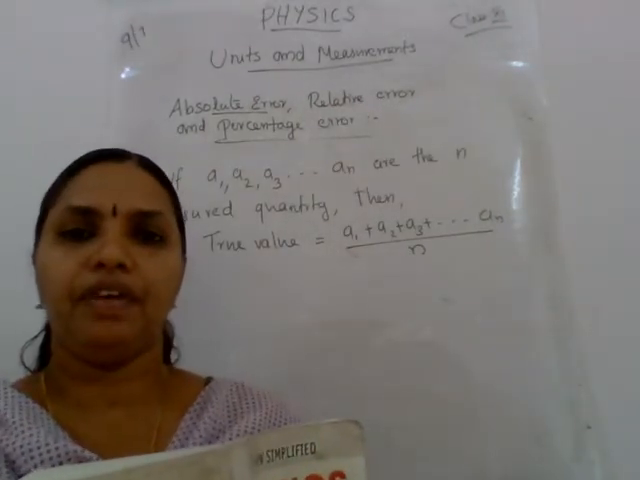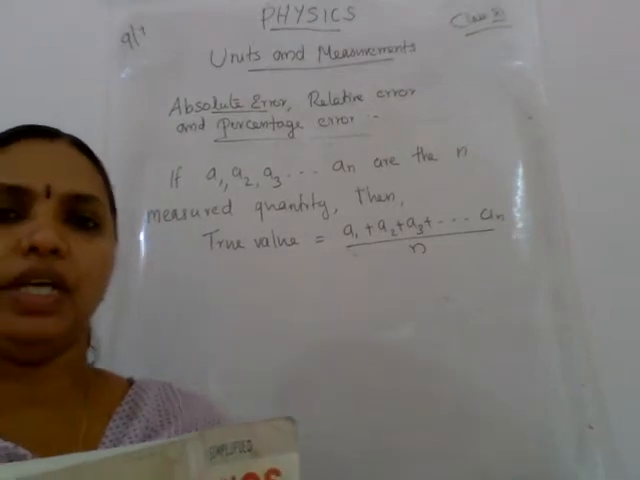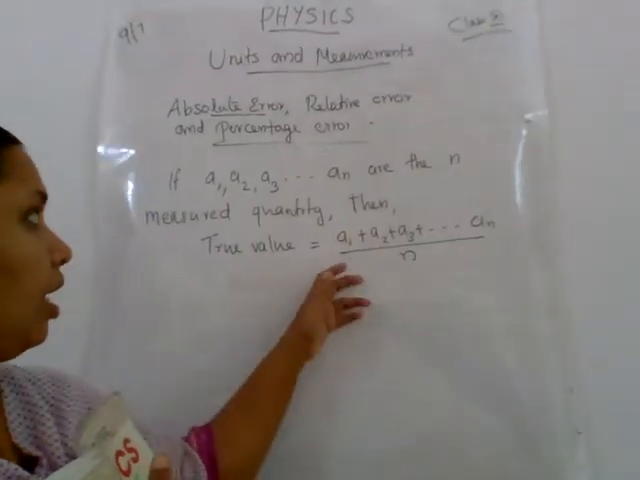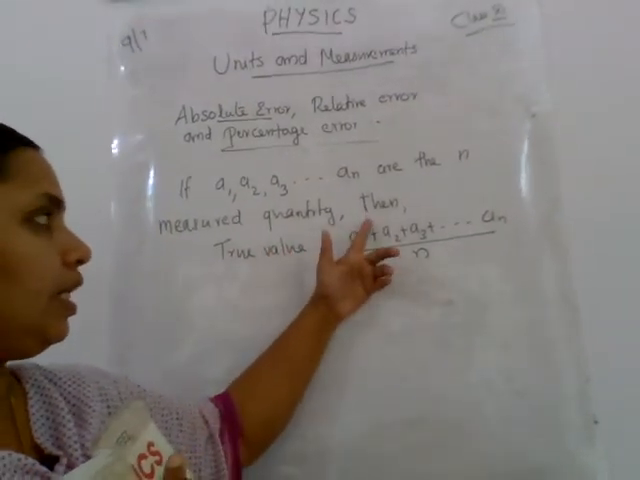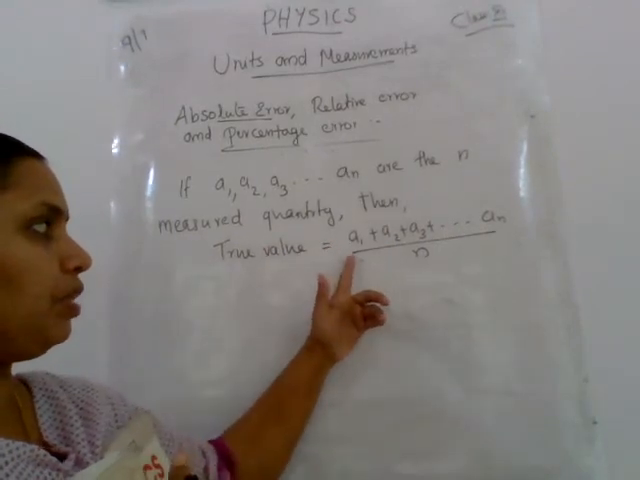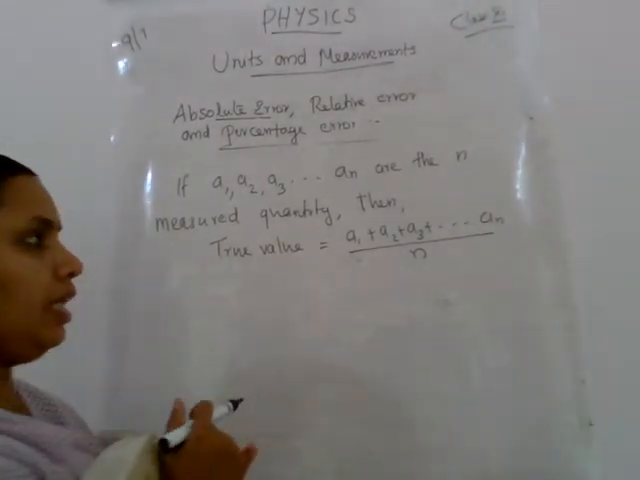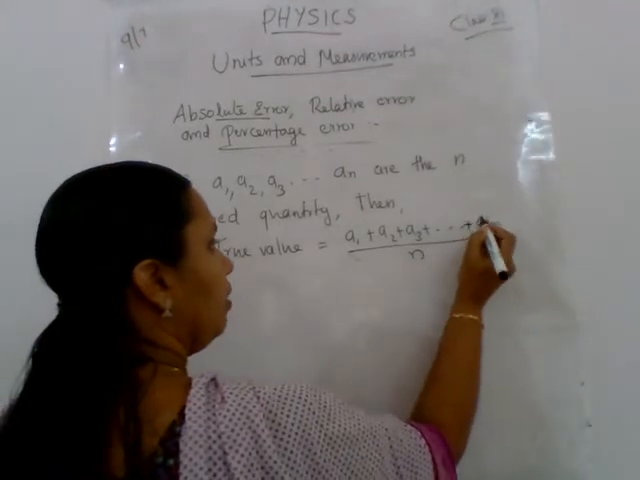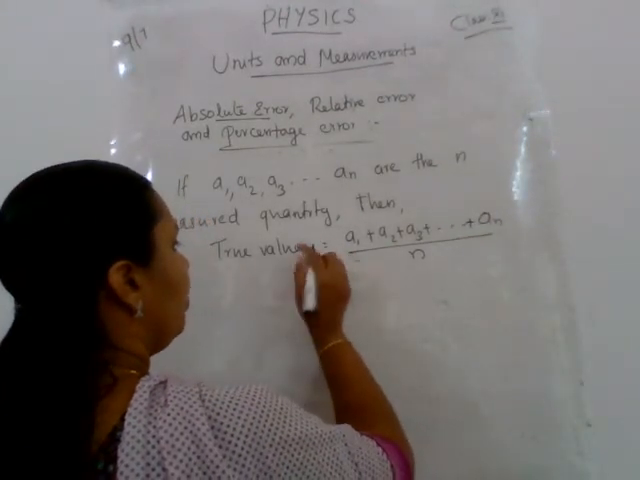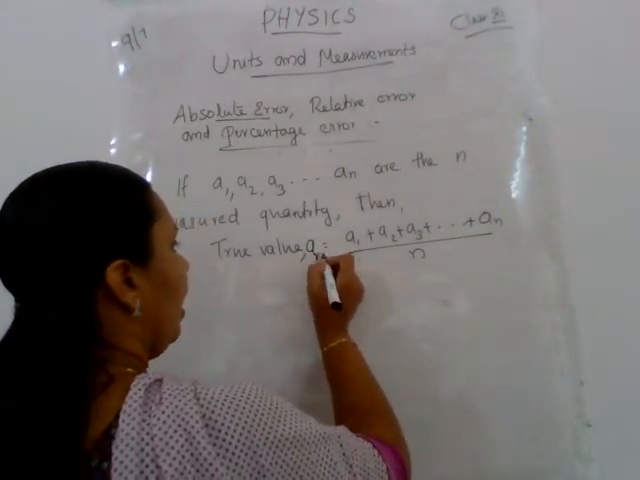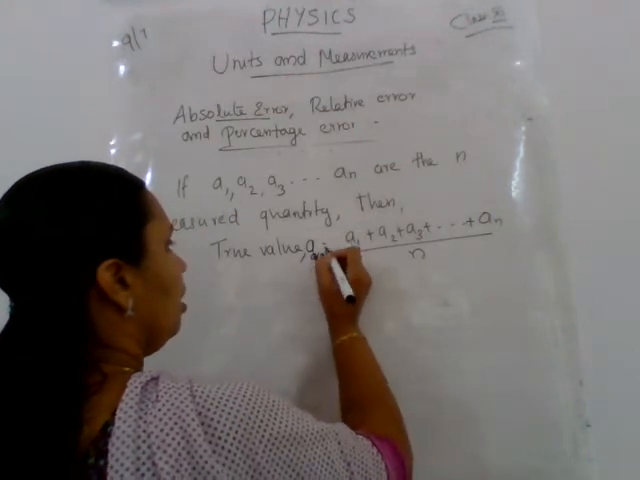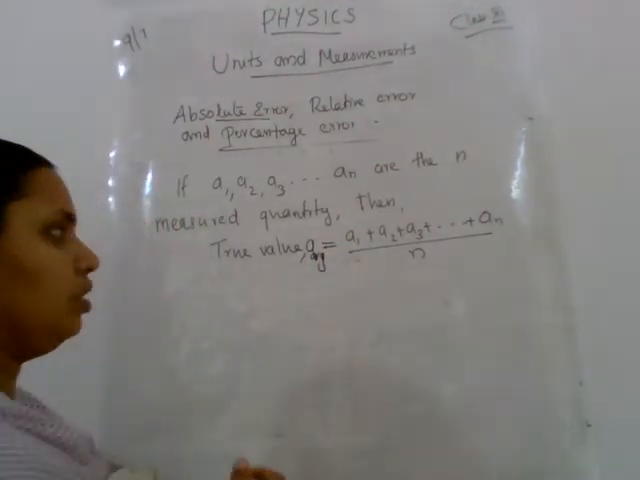Then write, if A1, A2, A3, up to An are the n measured quantities, then the true value is equal to A1 plus A2 plus A3 plus An divided by n. True value or A average is equal to this.